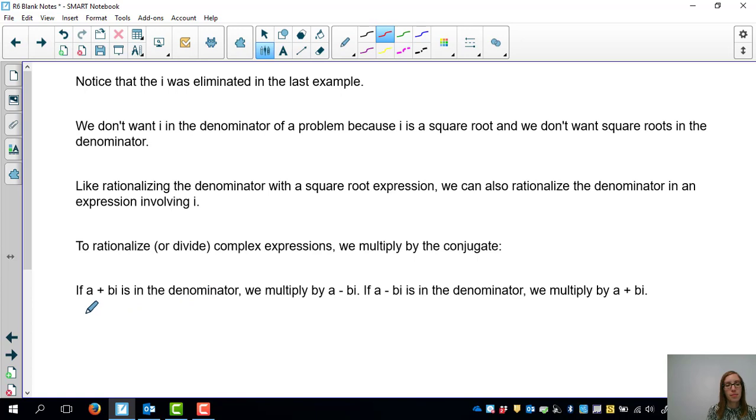If you are familiar with the conjugate of, say, a plus square root of b, a minus square root of b is the conjugate, and that would eliminate your square roots if you multiplied by the conjugate. The same thing works with i because i is a square root. So if a plus bi is in the denominator, we can multiply by a minus bi. And if a minus bi is in the denominator, we can multiply by a plus bi.